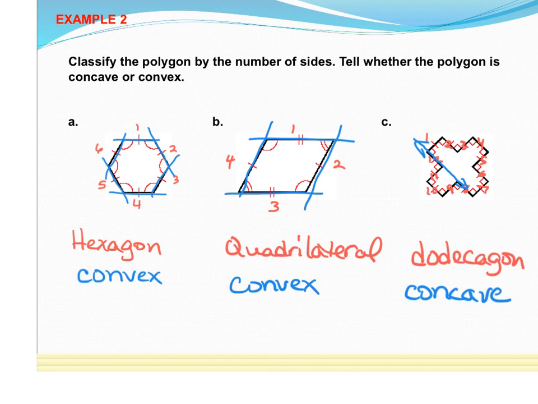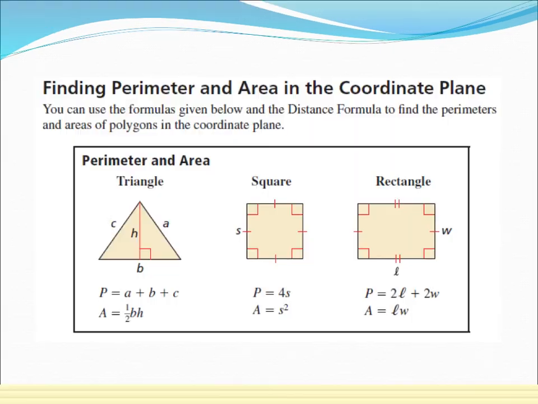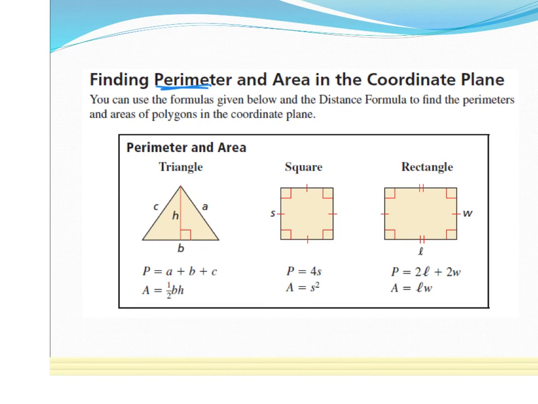Pretty good. Okay, now we're going to talk about perimeter and area. And you probably have done this, maybe in 5th grade, maybe in middle school. Whenever you find the perimeter of any polygon, all you're doing is finding how long each of the sides are and then adding them up.